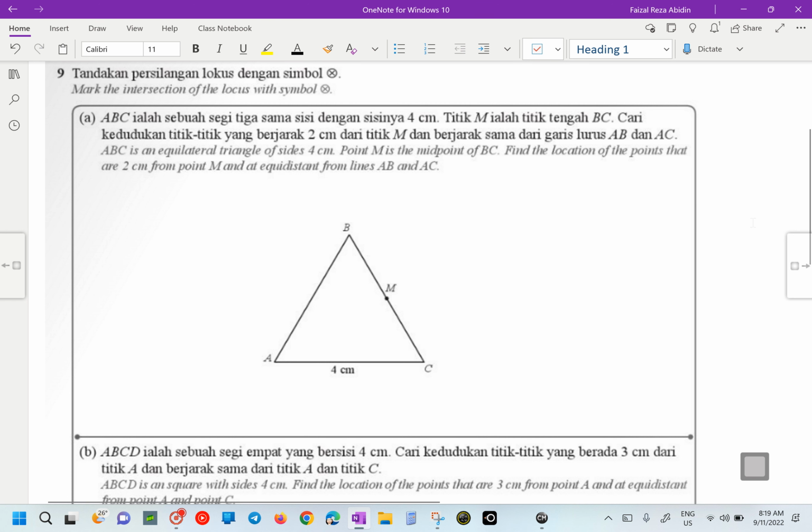Okay, look in your Nilam book, page 195. We are going to do the problem solving involving our locus over here. Mark the intersection of locus with a symbol here. So I'm going to take this one, the question, into our apps.